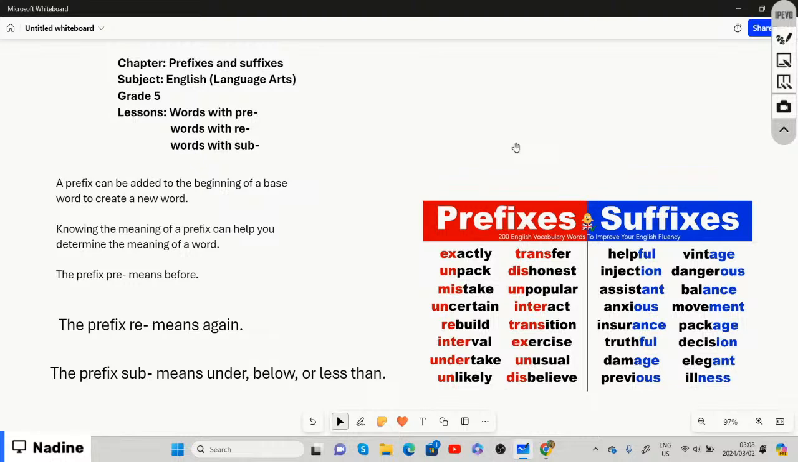All right, so now we're going to do words with re, words with pre, and words with sub. And we said a prefix can be added to the beginning of a base or root word to create a new word. And knowing the meaning of a prefix can help you to determine the meaning of a word, meaning that if you know the prefix on its own, then you will be able to determine the meaning of the whole word or sentence.